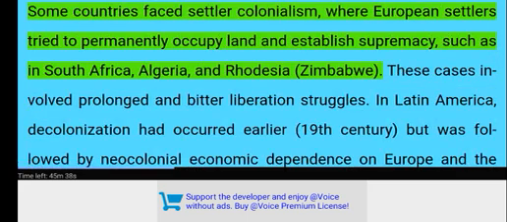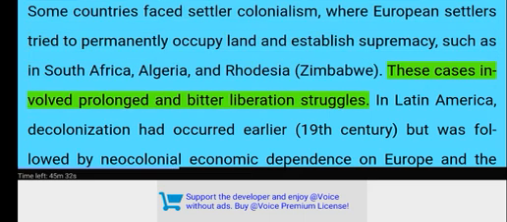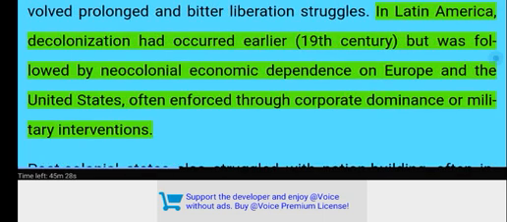Some countries saw settler colonialism, where European settlers tried to permanently occupy land and establish supremacy, such as in South Africa, Algeria, and Rhodesia, Zimbabwe. These cases involved prolonged and bitter liberation struggles. In Latin America, decolonization had occurred earlier, in the 19th century, but was followed by neo-colonial economic dependence on Europe and the United States, often enforced through corporate dominance or military interventions.